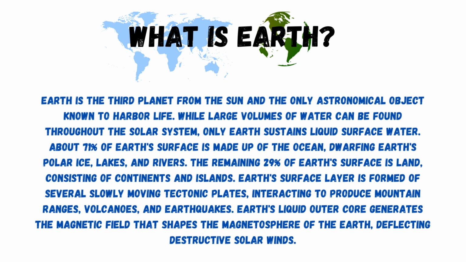About 71% of Earth's surface is made up of the ocean, dwarfing Earth's polar ice, lakes, and rivers. The remaining 29% of Earth's surface is land, consisting of continents and islands. Earth's surface layer is formed of several slowly moving tectonic plates, interacting to produce mountain ranges, volcanoes, and earthquakes. Earth's liquid outer core generates the magnetic field that shapes the magnetosphere of the Earth, deflecting destructive solar winds.